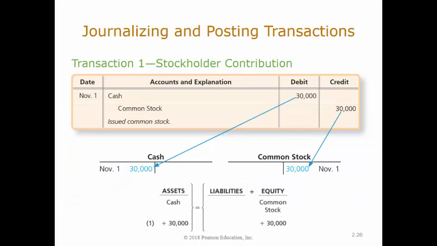In Step 4, the journal entry is posted to the ledger. The dollar amounts are transferred from the journal to the ledger with a debit or credit identical to the debit and credit used in the journal. This step is automated when computerized systems are used to record the business transactions.